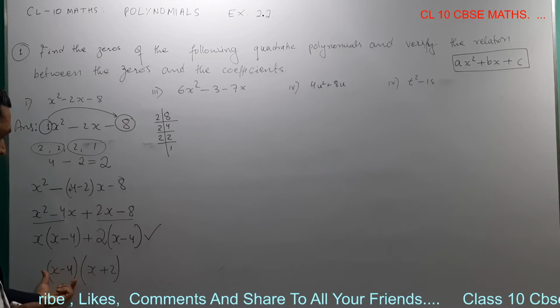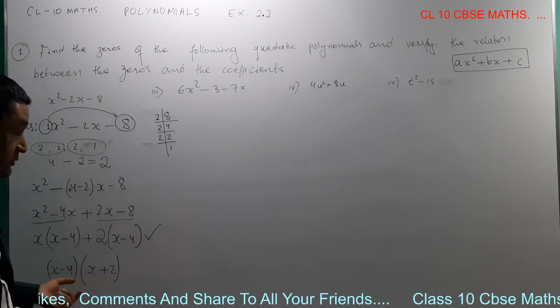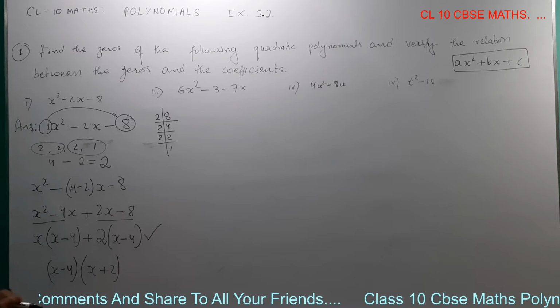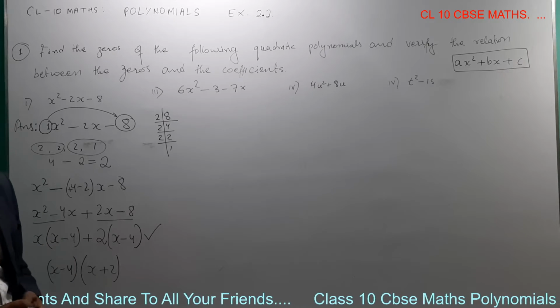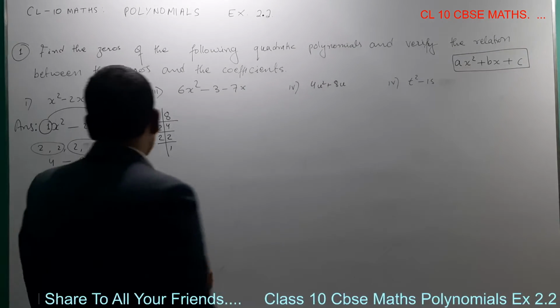This equals 0, or this equals 0. From there we get the value of x, and the value of x in the polynomial is called zeros.